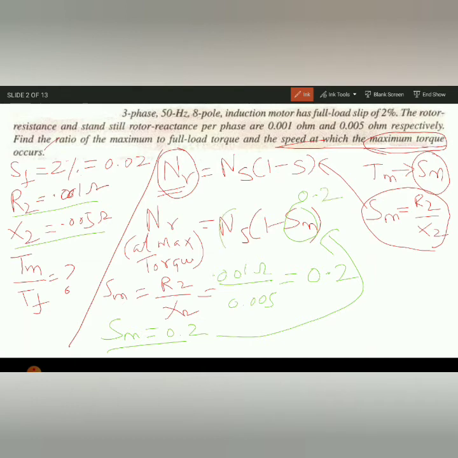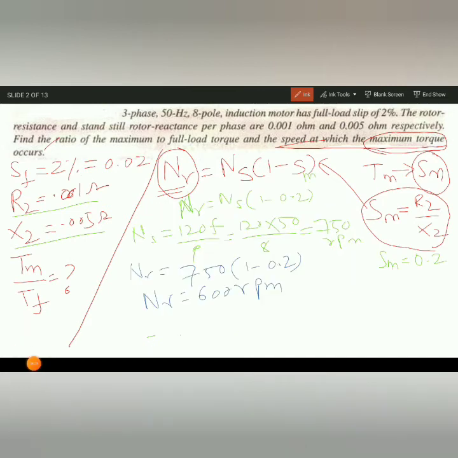And now we have to find out the synchronous speed. So what is the synchronous speed? The formula is 120 F by P. So here we found the value of maximum slip, that is 0.2, and we substitute here, this becomes 1 minus 0.2. Now the synchronous speed, which we know is 120 F by P. When we substitute, we get 750 RPM as the synchronous speed.